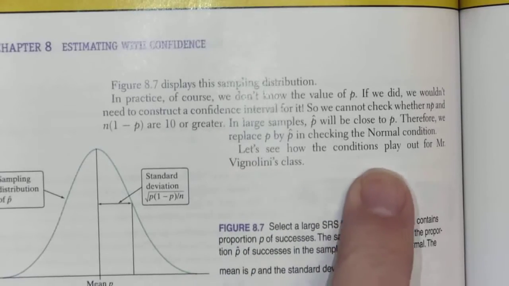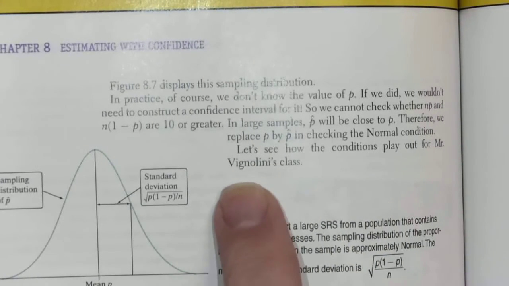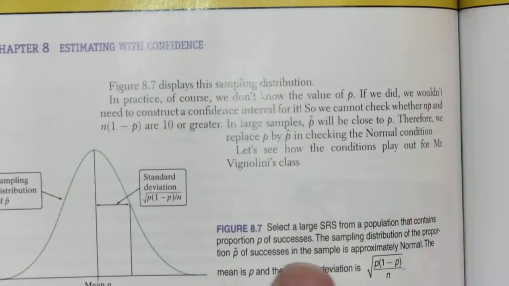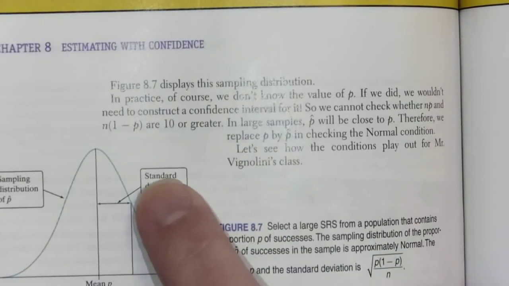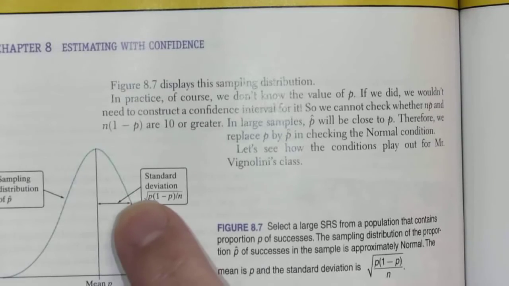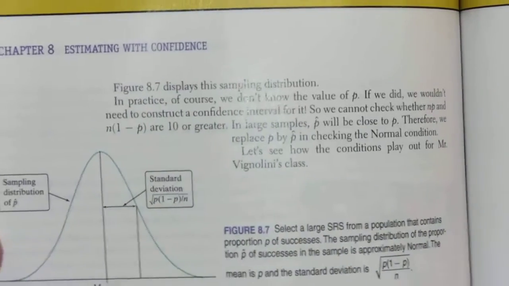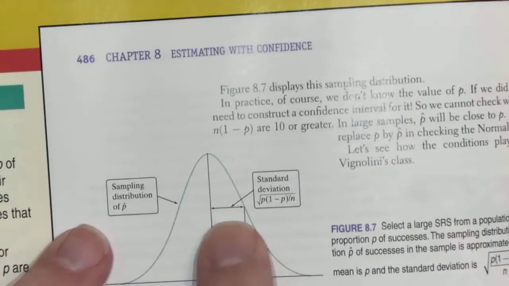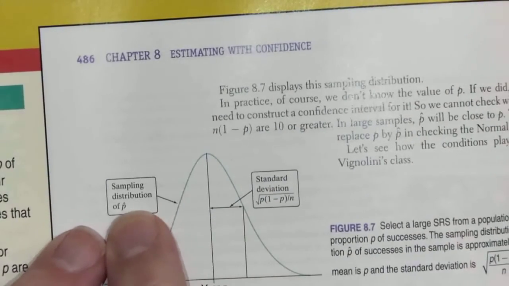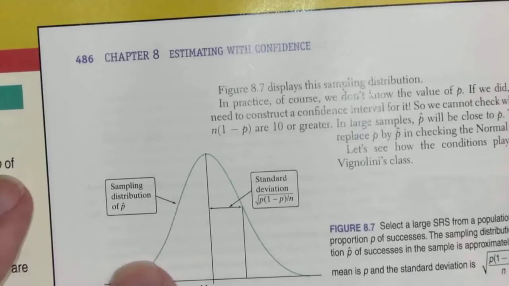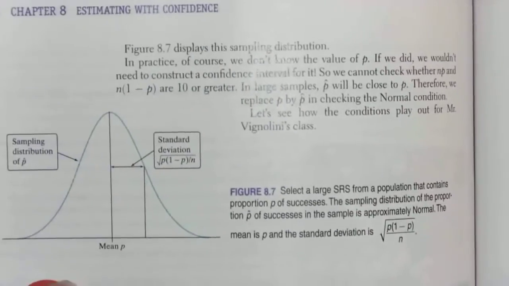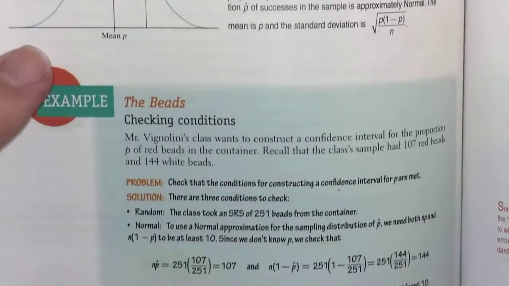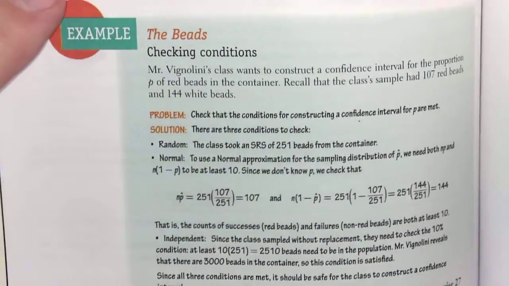So let's see how the conditions play out for Mr. Vignolini's class. Now, if all was well and we knew the p, we could find the standard deviation by taking the square root of p times 1 minus p all divided by n. And that would be the standard deviation right there. And then here is the sampling distribution of p hat, with the mean of p right in the center.